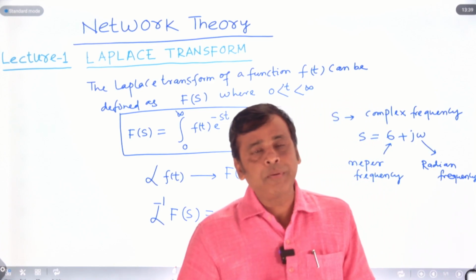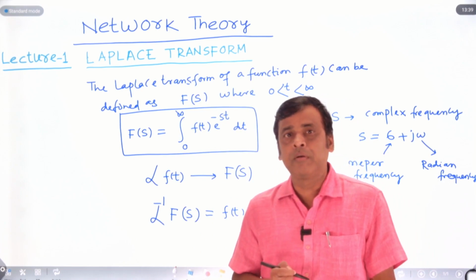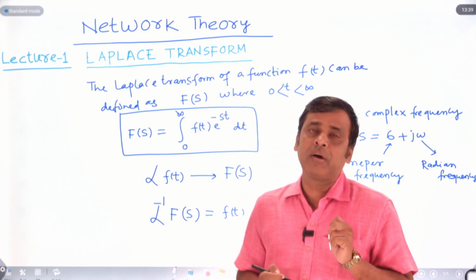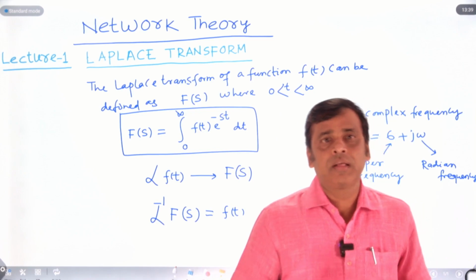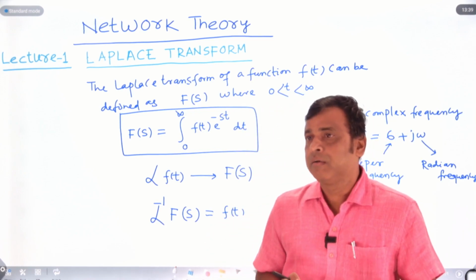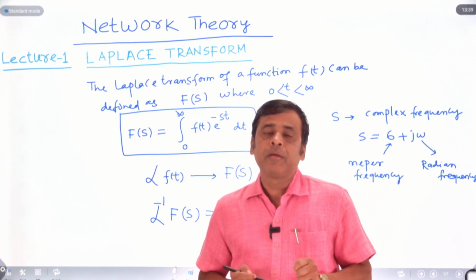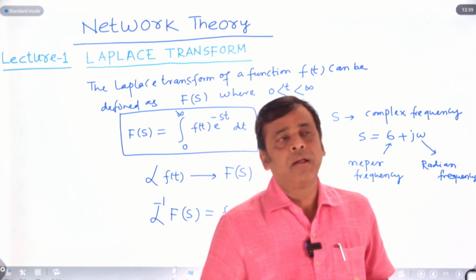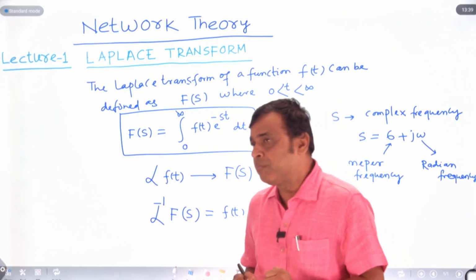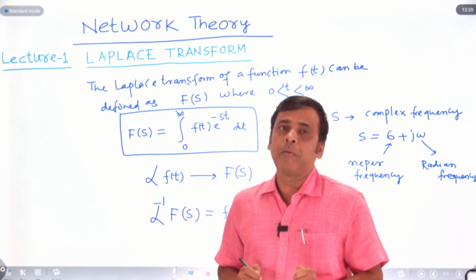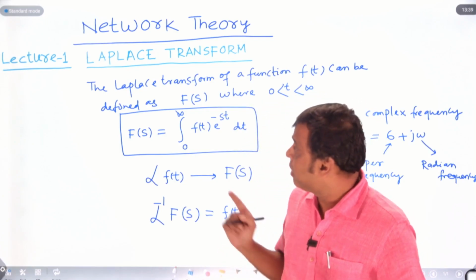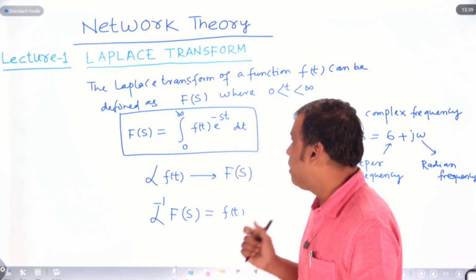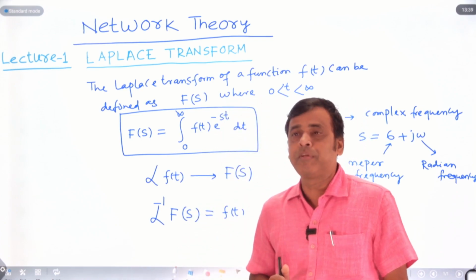But previously, the solution of a differential equation was found by means of two functions: one is the complementary function, and the other is the particular integral. We have to evaluate the CF and PI, complementary function and particular integral, separately, and then add them to find out the total solution of the differential equation. But with the Laplace transform, a single solution can be obtained.